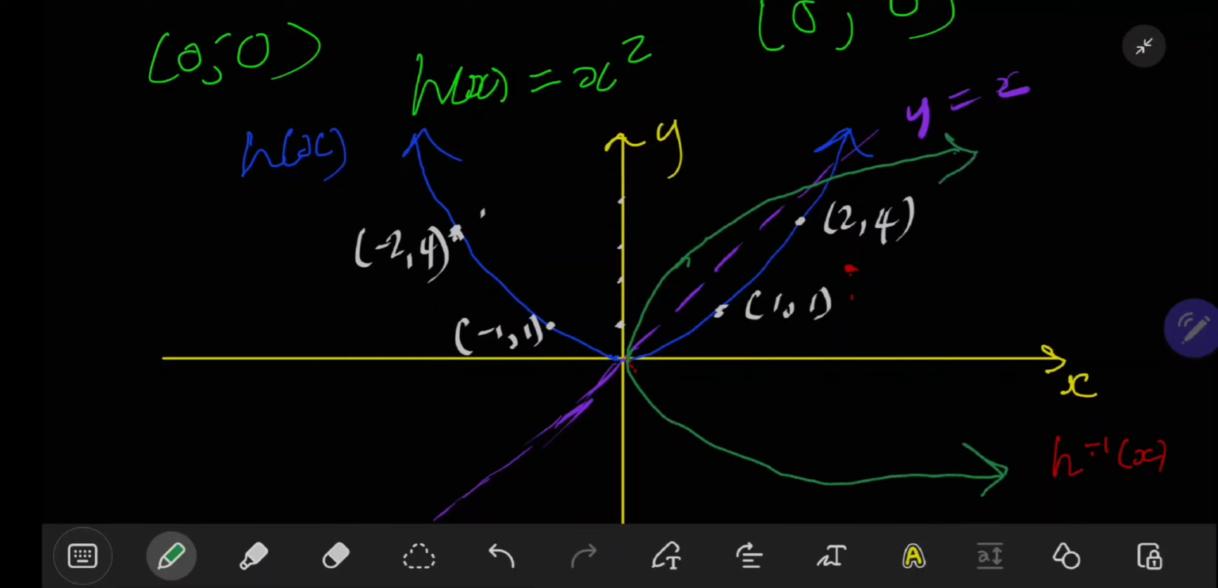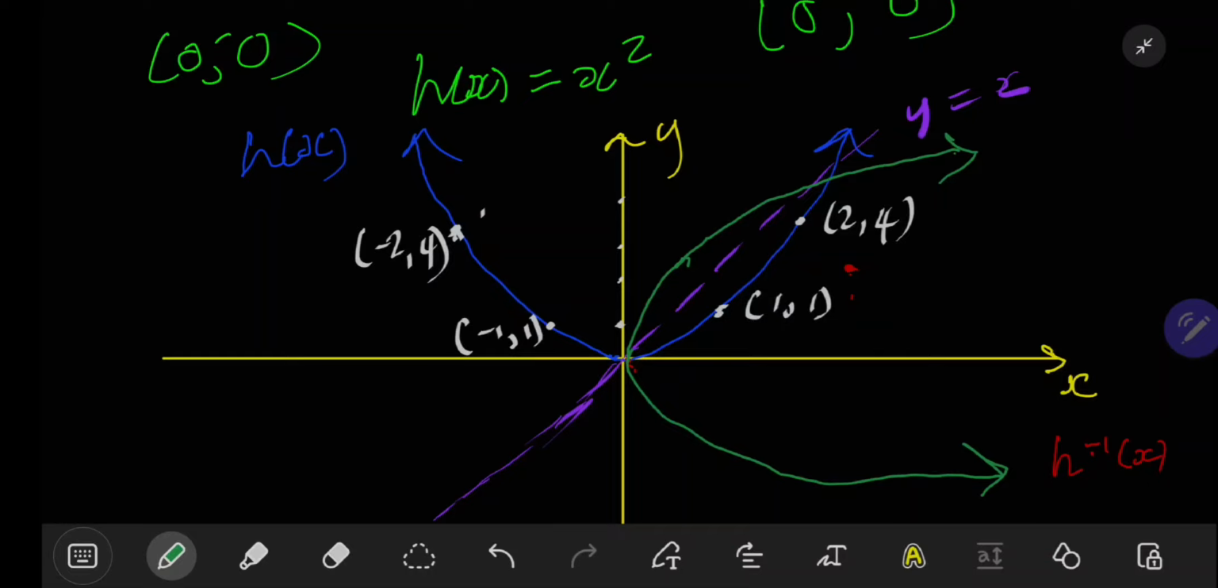Yes, something like this. So this is the inverse graph. You can see that we really reflected the graph about y equals x. We interchanged the coordinates, and this is how we obtain our inverse of the parabola. Okay, so they might ask: is the inverse of a parabola a function?